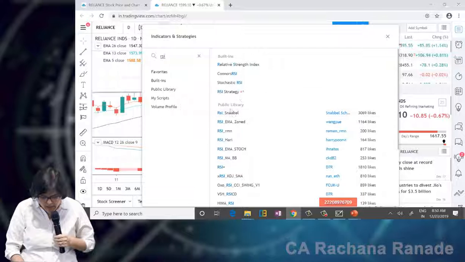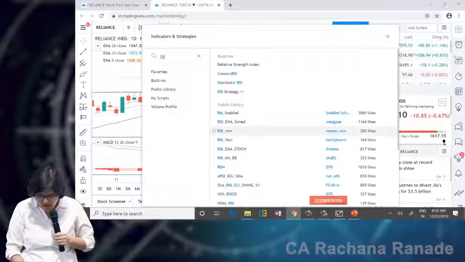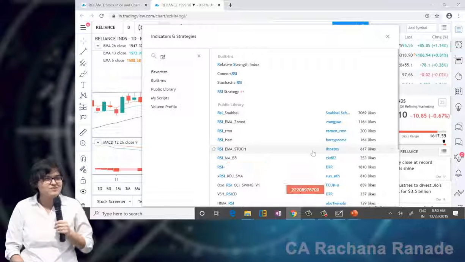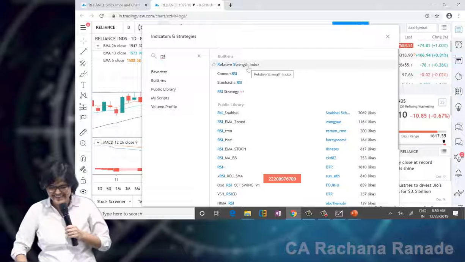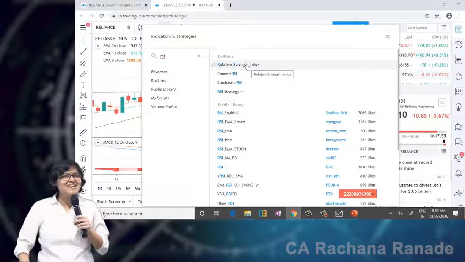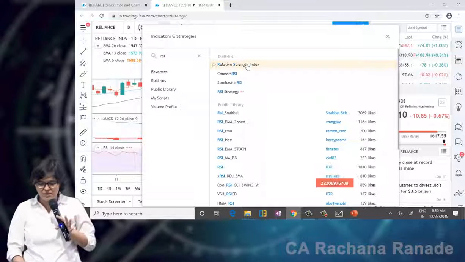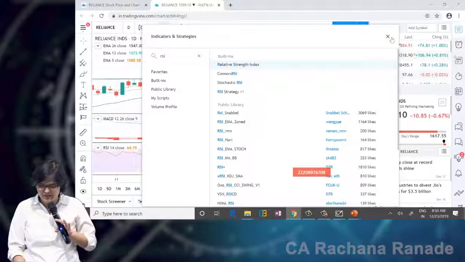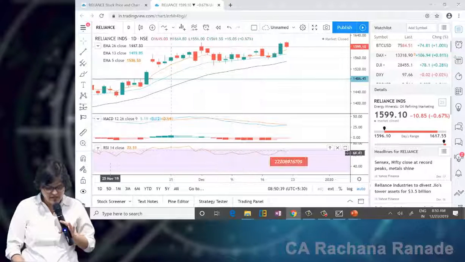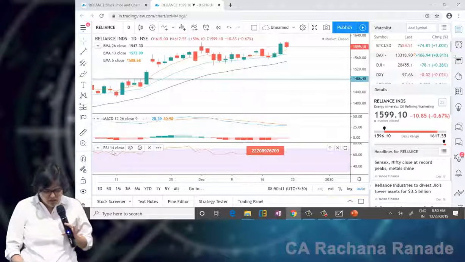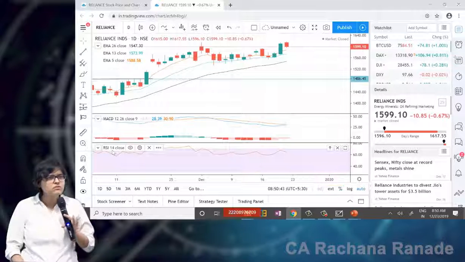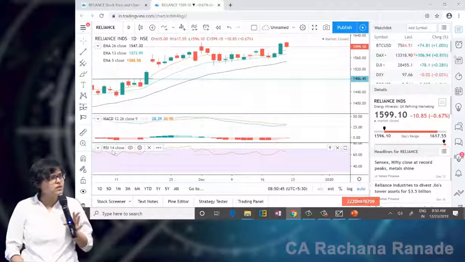Okay, by the way, if you can see this, here you can see built-ins, public library. And you can also see who has developed this. So Relative Strength Index, we are going to have a built-in again. Okay, close. Can you see RSI 14? 14, that's an inbuilt one.